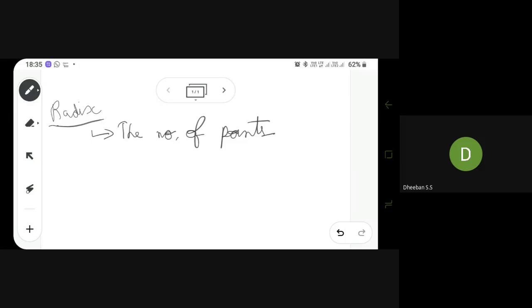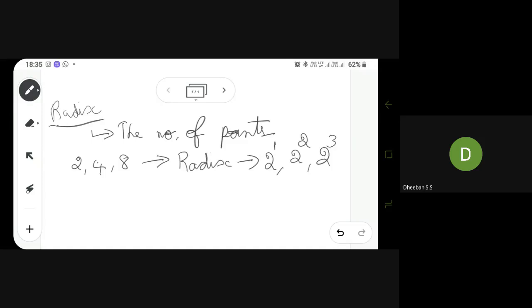That is your 2-point, 4-point, 8-point. These all belong to radix of 2. Why? Because you can show them in the form of powers of 2. If it is 2 power 1, it is a 2-point DFT; if it is 4, it is 2 square; and similarly for 8 it is 2 cube.